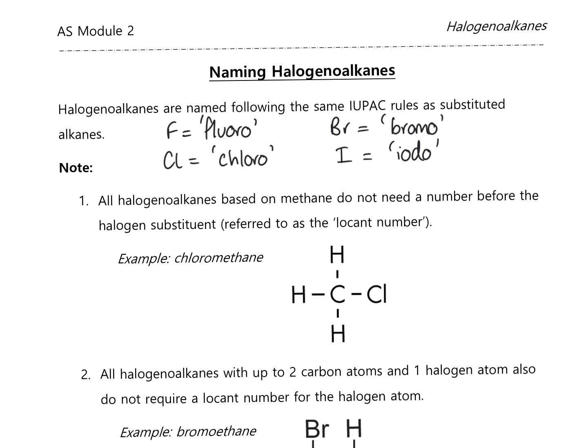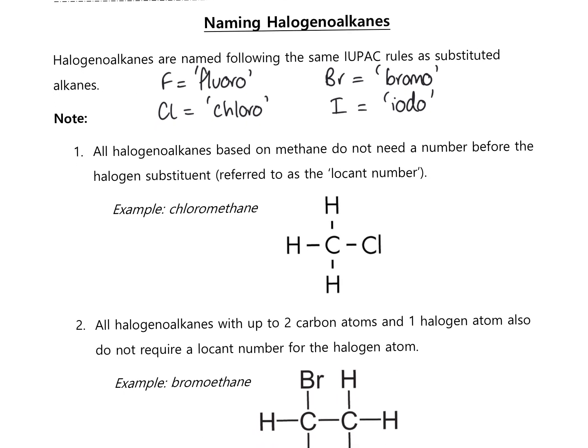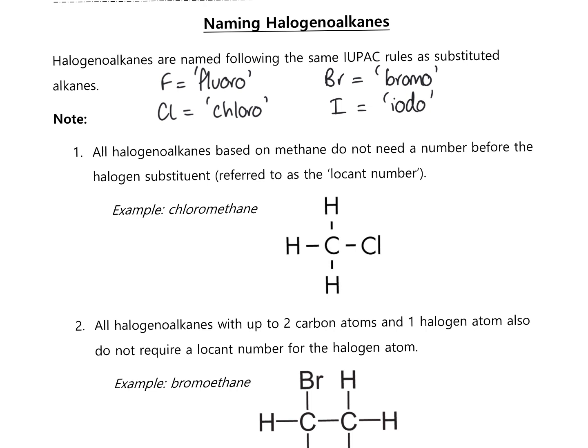So as I say, halogenoalkanes are named following the same rules as alkanes. So the likes of find your longest chain, number the carbons so that the substituents are on the lowest possible carbon. If there's multiple substituents, put them in alphabetical order, all those sorts of things. But we'll talk through those as we do some examples on the next page. But just a little quick note before we do some of those examples about locant numbers or positional numbers, indicating where the halogen atom is, and where we do need that and where we don't. So the first note is that all halogenoalkanes based on methane do not need a number before the halogen substituent. So in other words, they don't need a locant number.